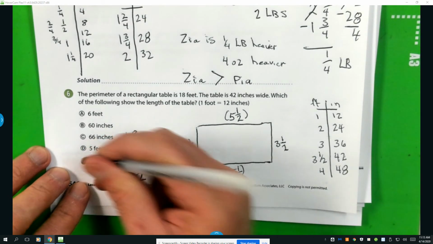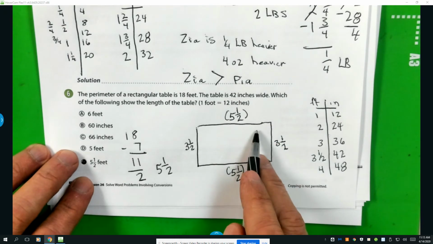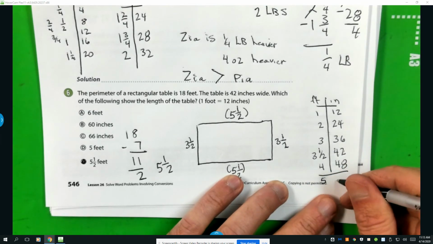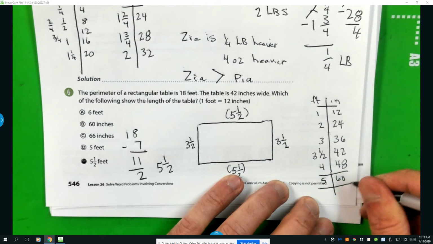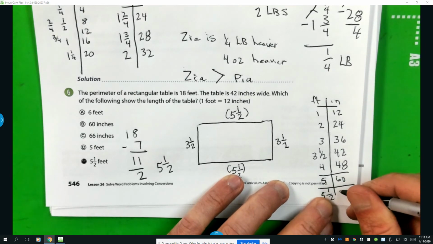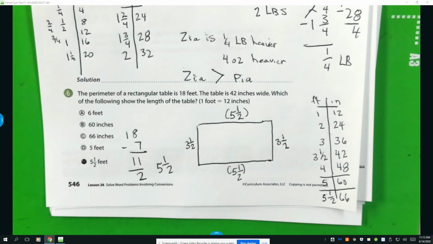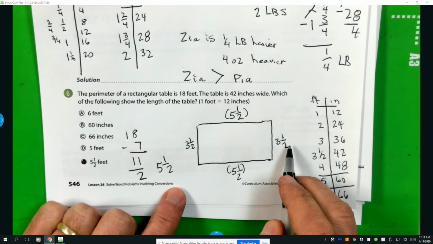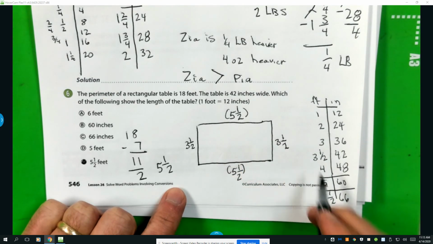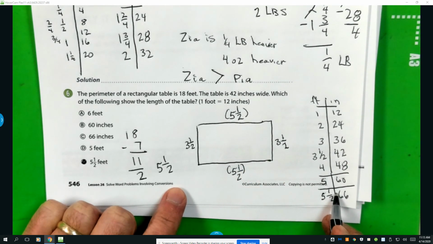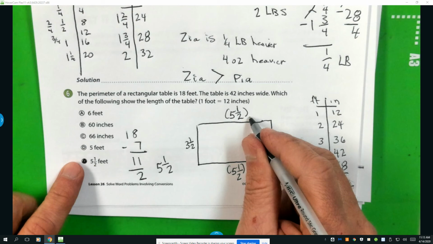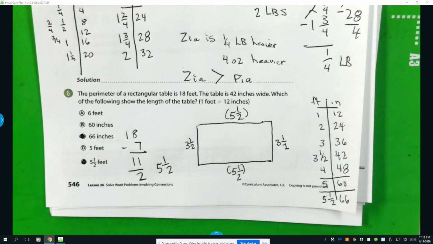So E will work, but then they also want to know inches. Well, what would 5 feet be? 5 feet is 60 inches. 5 1/2 would be 66. Okay. So all I've got to do is turn these into inches. Which of the following show the length? Okay, so we have 66 inches right here. So 5 1/2 times 12 would be 66.